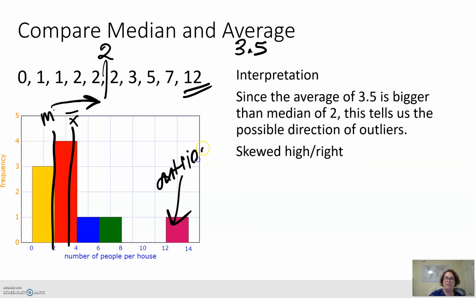If you watch the previous video, we found that anything bigger than 11 was a suspicious number of people living in a house. We wanted to do some more investigation. Okay, let's stop there.